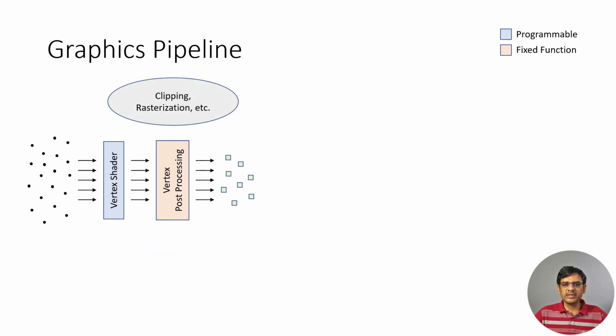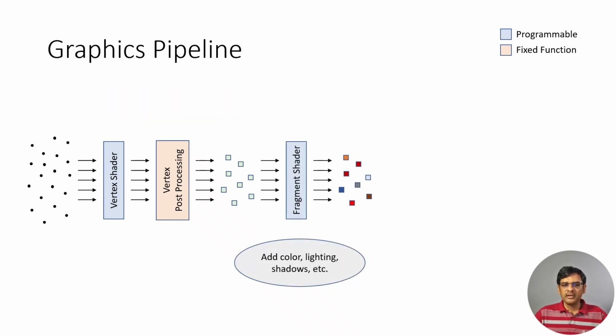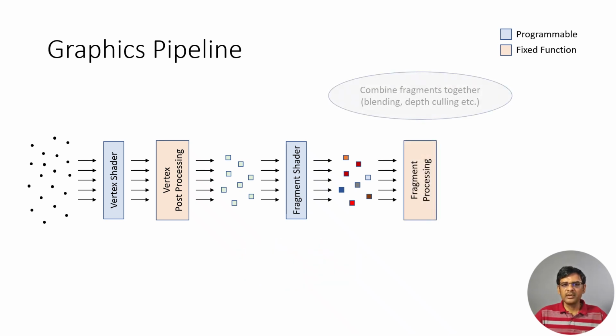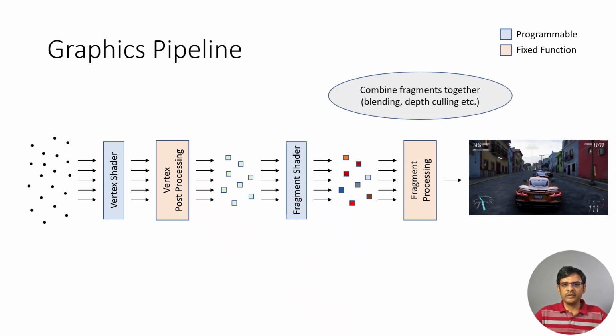The transformed mesh is then passed through the vertex post-processing step, which performs operations such as rasterization and clipping and generates a set of fragments. A fragment can be thought of as data corresponding to a pixel in the end image. These fragments then pass through the fragment shader, where the developer can add the necessary lighting, shadow information, and assign a color to each fragment. The colored fragments then go through a fragment processing stage, which combines them after performing operations such as blending and depth culling to generate the final rendered image.